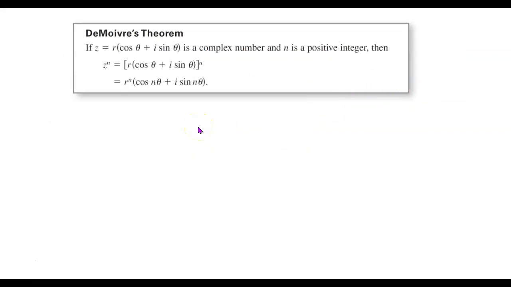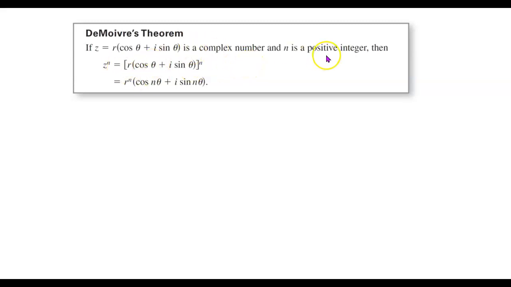So we talked about multiplying, we talked about dividing. What if you have a complex number and you want to raise it to a power? Well, this has a name, it's called de Moivre's theorem. If you have a complex number in trigonometric form and you raise it to a power, and here we're assuming the power is a positive integer, but really this is going to carry over to any power, positive, negative, fractional, whatever.